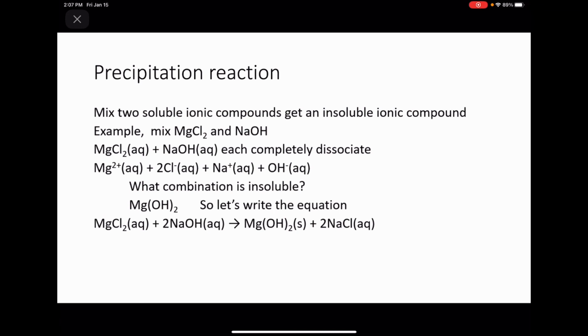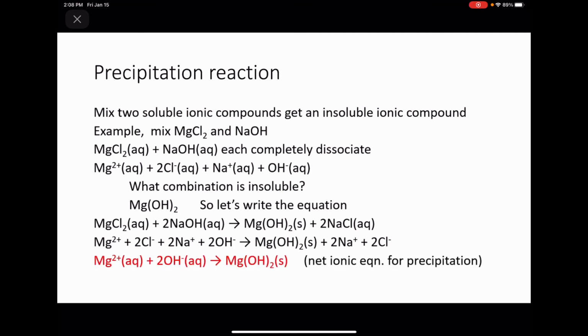Now, there's a lot of extra information in this equation. So what we want to do is write out the complete ionic equation. So we're going to dissociate anything that should be dissociated. So everything on the left side is dissociated, and only this insoluble salt is not dissociated on the right-hand side. And then you'll notice that the sodium and the chloride are the same on both sides. That makes them spectator ions and not really important because they're not changing in this reaction. So we can get rid of them, and our net ionic equation for a precipitation reaction is our cation and our anions forming our salt. And that's always the case.